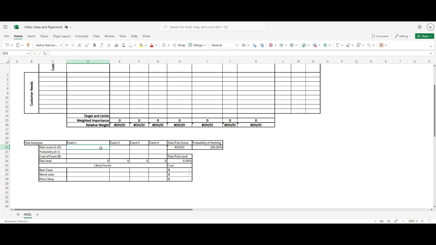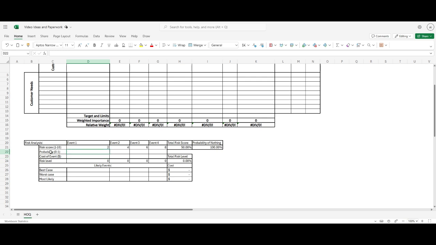For each event, I give a risk score from 1 to 10, depending on how risky the event is. If the risk were to occur, how catastrophic would it be for the project? In this case, I'm just going to do something simple. I'm going to do 2, 4, 6, 8, with 1 being the smallest, 10 being the highest.